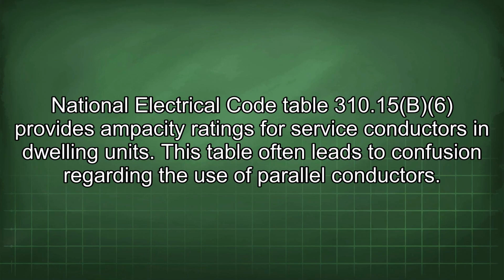National Electrical Code Table 310.15(B)(6) provides ampacity ratings for service conductors in dwelling units. This table often leads to confusion regarding the use of parallel conductors.